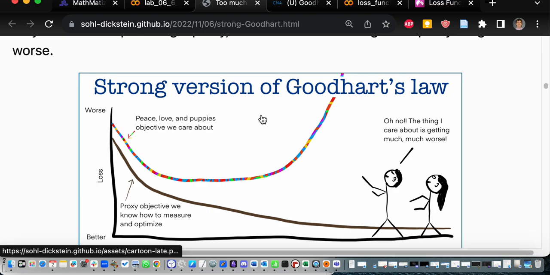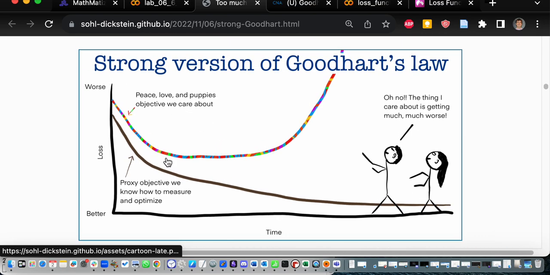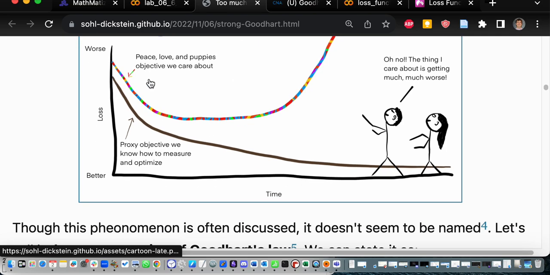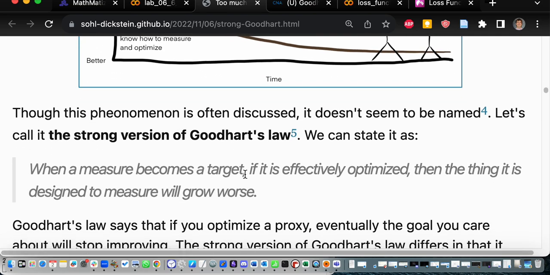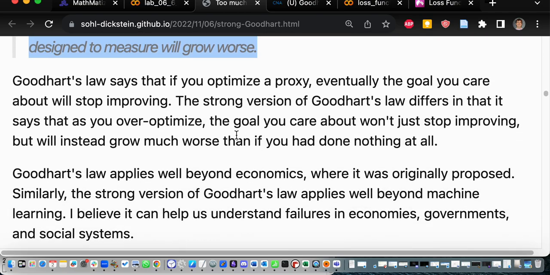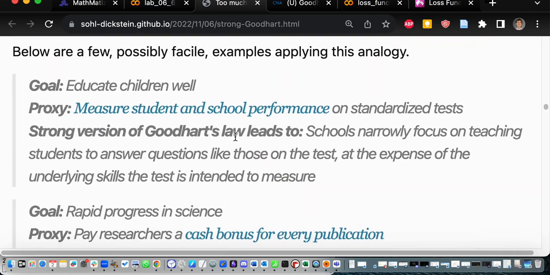So Goodhart's law normally says, okay, as soon as you make an objective, it's a bad measure, but actually the strong version says, when a measure becomes a target, if it is effectively optimized, then it will actually get worse. It'll be worse than if you hadn't said anything at all. And he has lots of nice examples. So here are some of the examples he has.